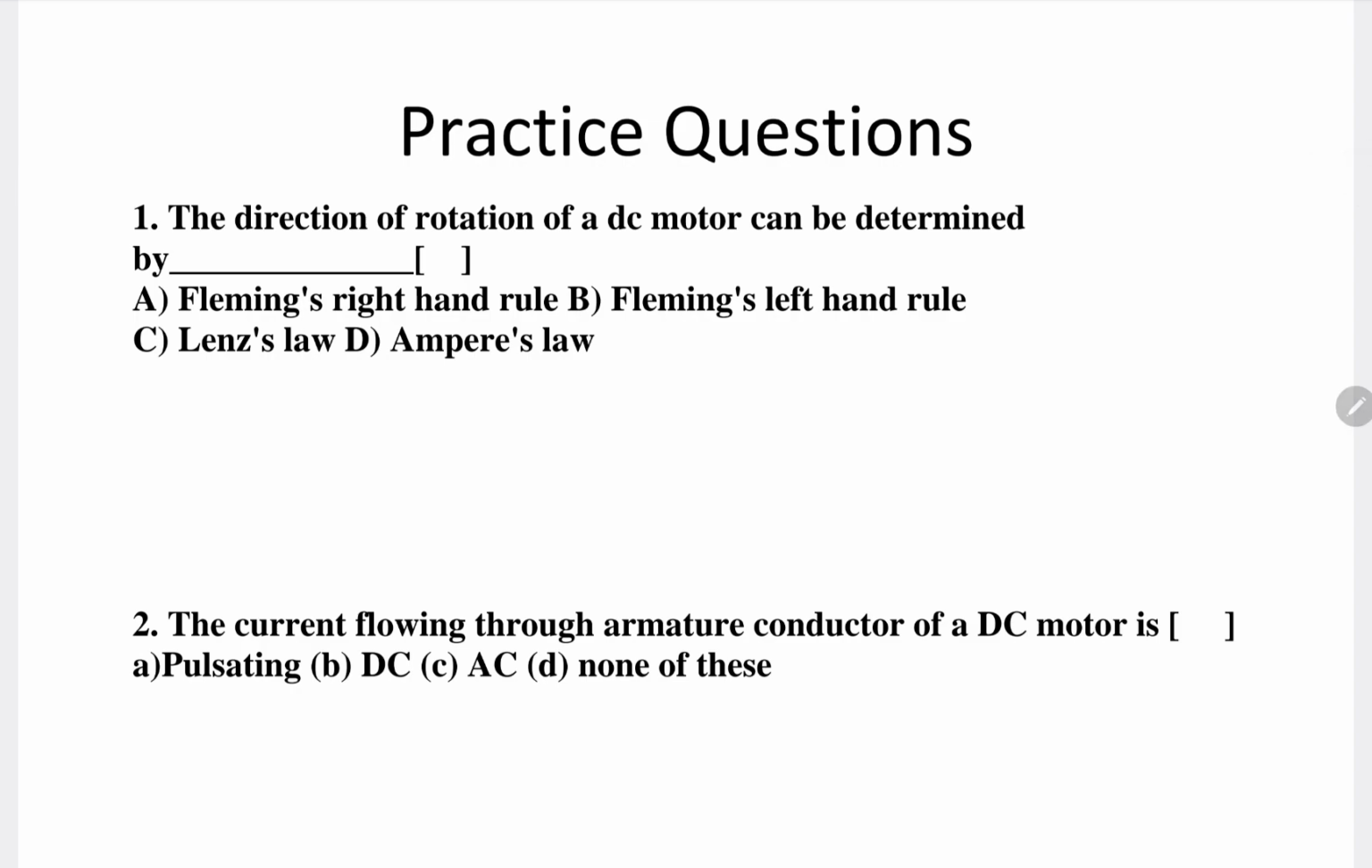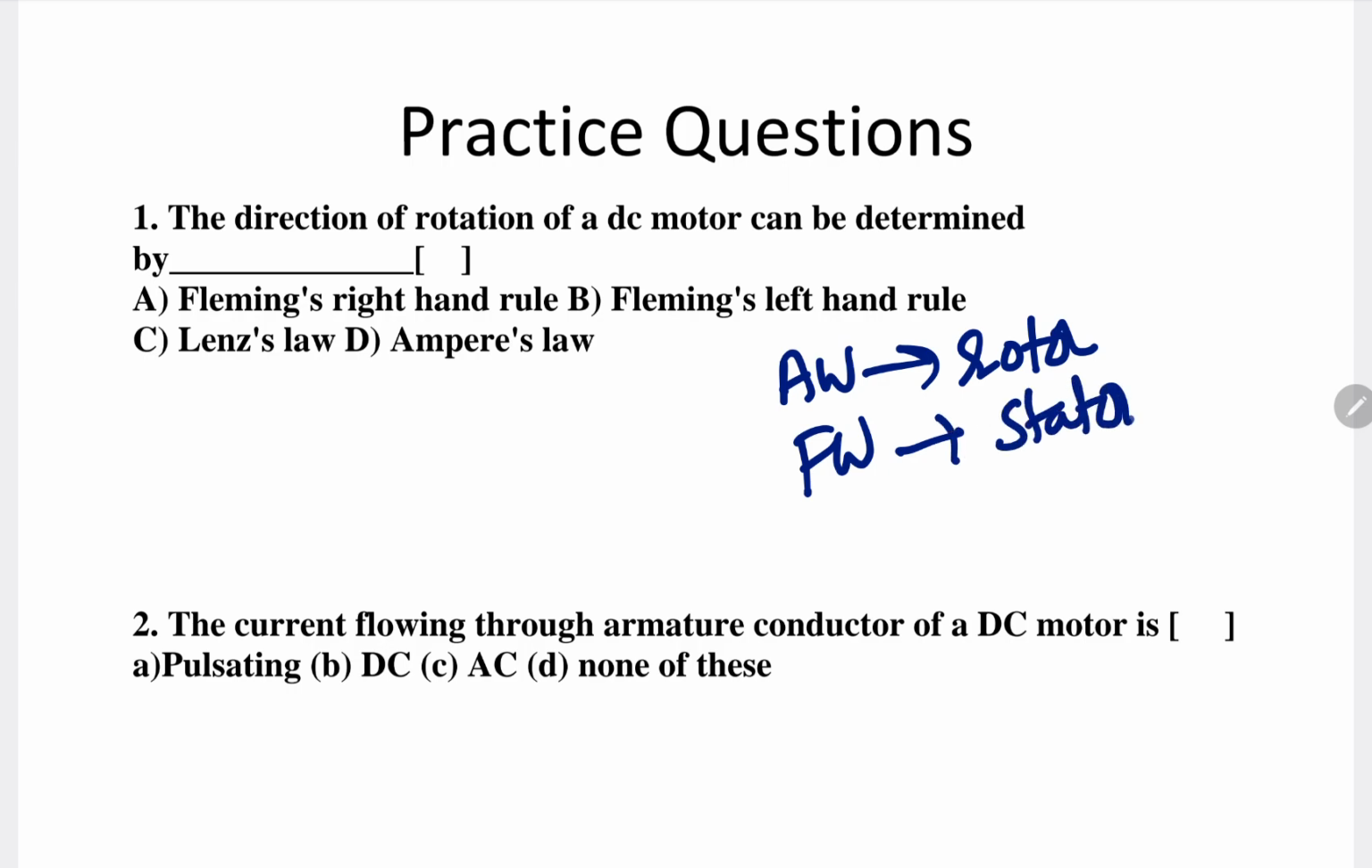Before we start with the practice questions of DC motor, a DC motor converts DC electrical energy into output mechanical energy. So input is DC electrical energy, output is mechanical energy, which is nothing but rotation. The DC motor has the same construction as a DC generator. We have armature winding and field winding. The armature winding is placed on the rotor, and the field winding is placed on the stator, same as in a DC generator.